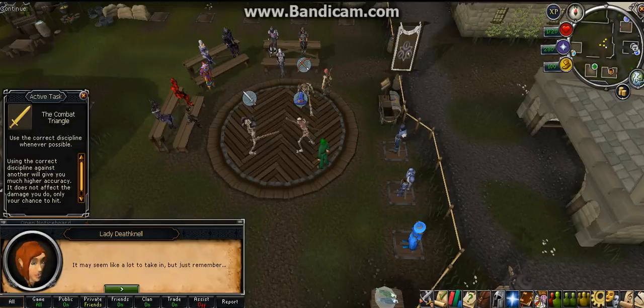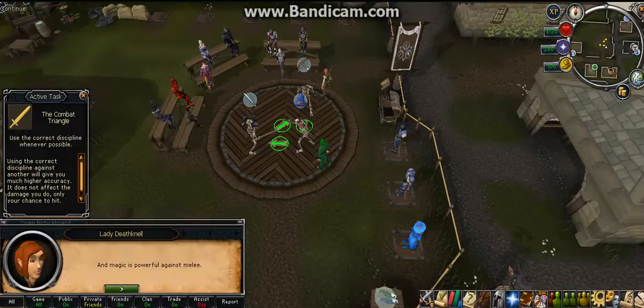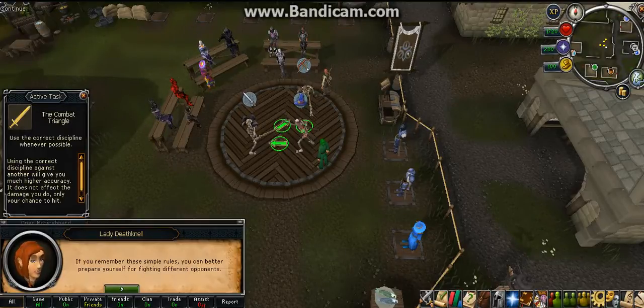It may seem like a lot to take in, but just remember: Melee has the edge against ranged. Range gets the better of magic. And magic is powerful against melee. If you remember these simple rules, you can better prepare yourself for fighting different opponents.